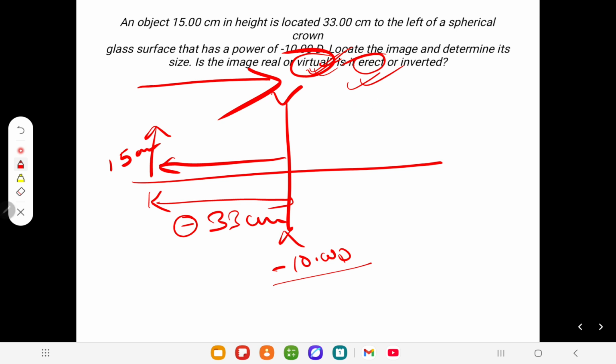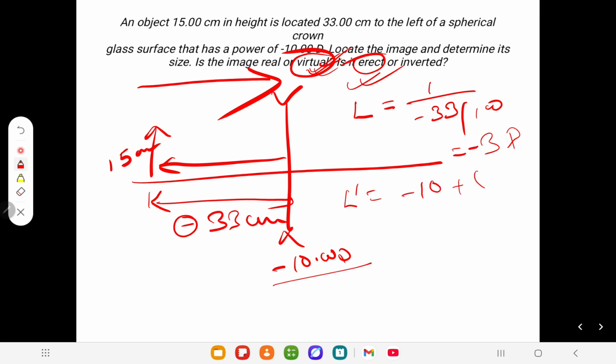The object vergence we have to calculate, isn't it? 1 divided by minus 33 divided by 100, which means approximately 3 diopter, 3 diopter in negative, isn't it simple? And the lens image vergence is the power of the lens plus the object vergence, which means minus 13 diopter, isn't it? So minus 13 diopter, which is very simple.